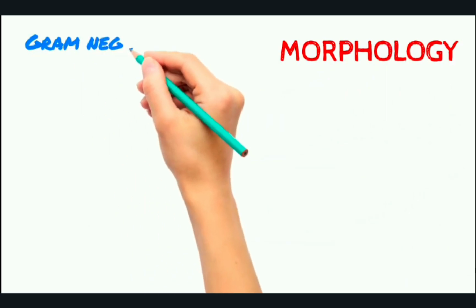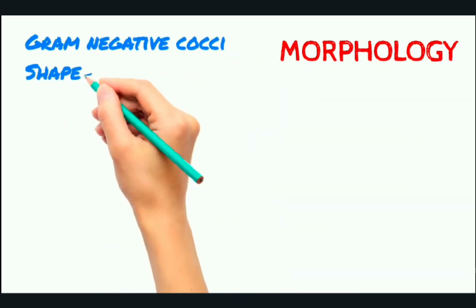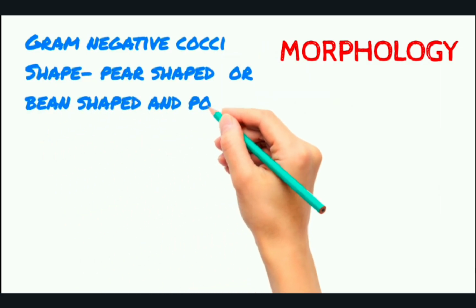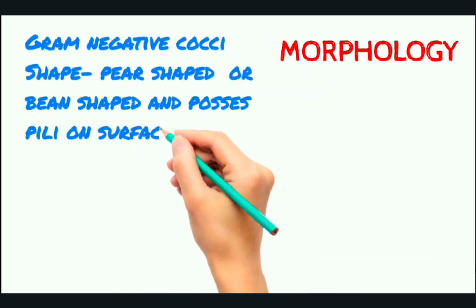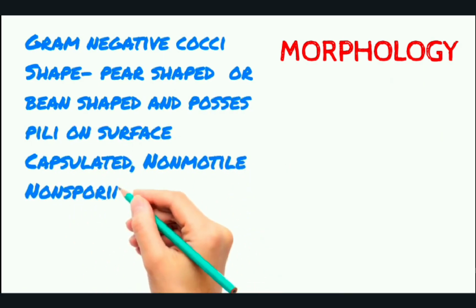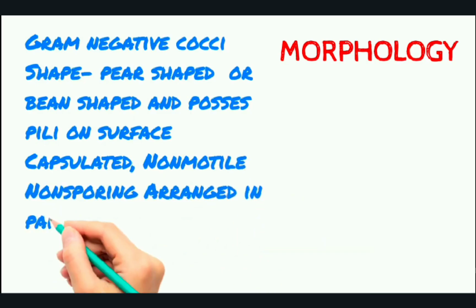Let's start with morphology first. Gonococci is a gram-negative cocci. Its shape is pear-shaped or bean-shaped and it possesses pili on its surface. It's capsulated, non-motile, non-sporing, arranged in pairs with adjacent sides concave.